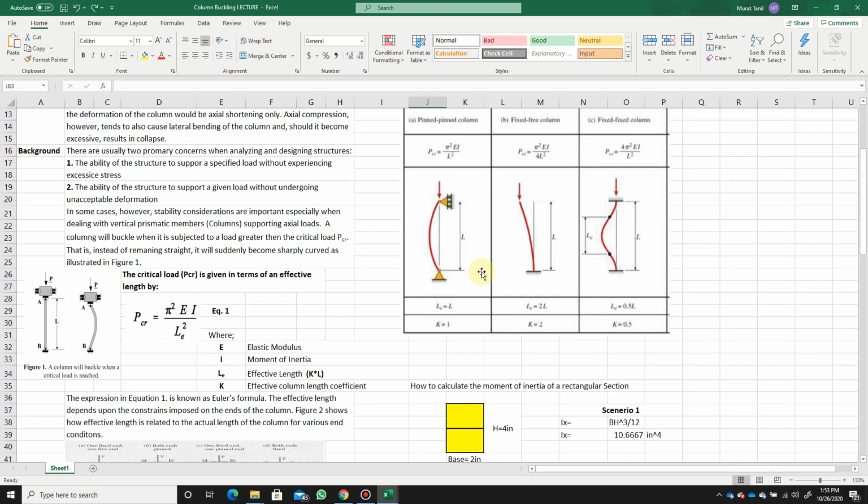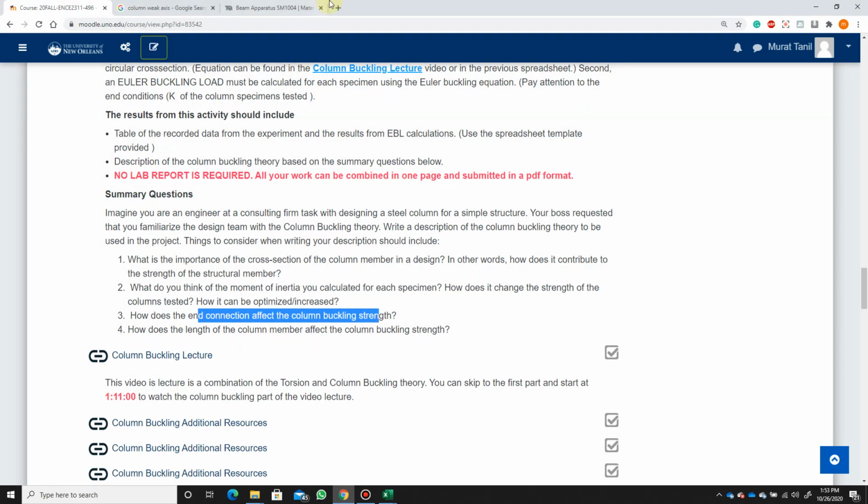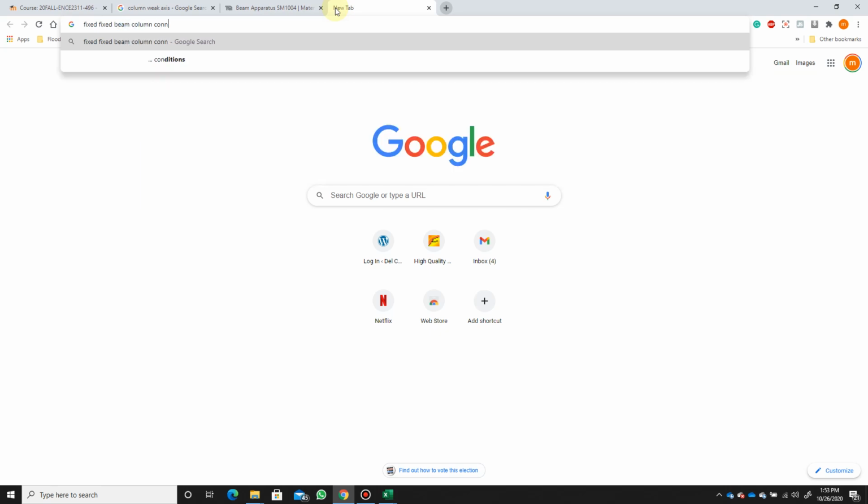So you can ask yourself, then why am I not using, or should I use, the fixed column end condition in my design? One, it is costly and it takes more labor to install a fixed column end condition, because in order to provide fixed, you have to restrain the movements in each direction, X, Y, Z. So it should be fixed against rotation and translation in each direction. Fixed beam column connection.